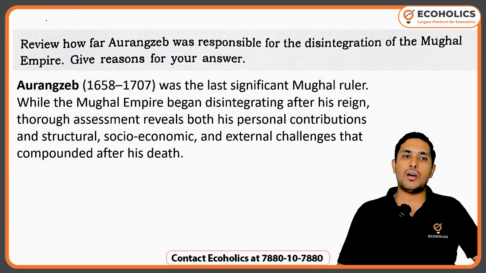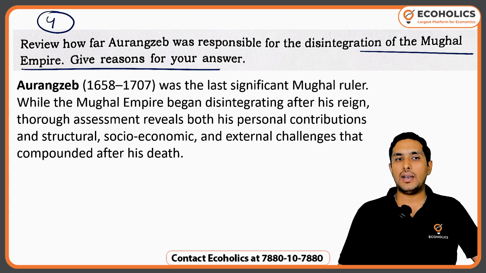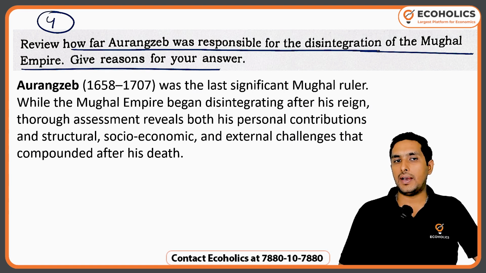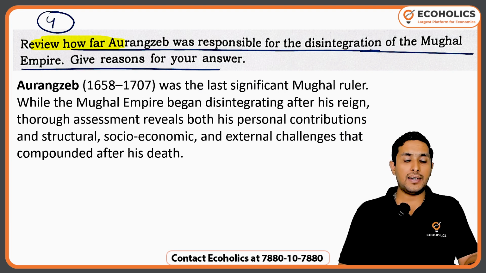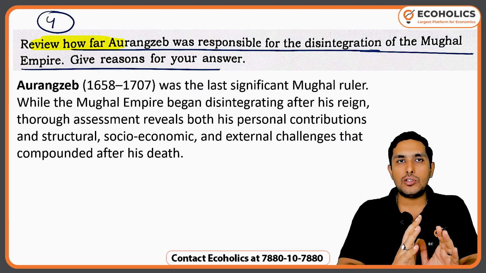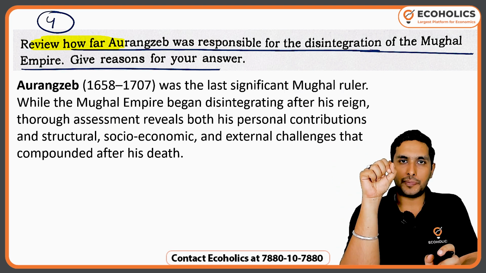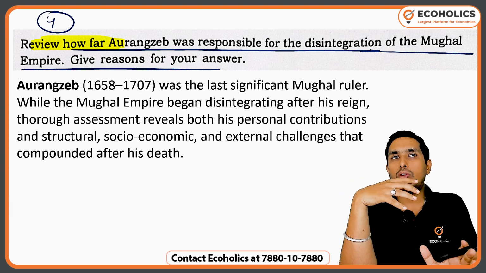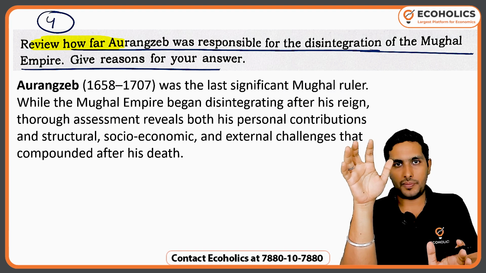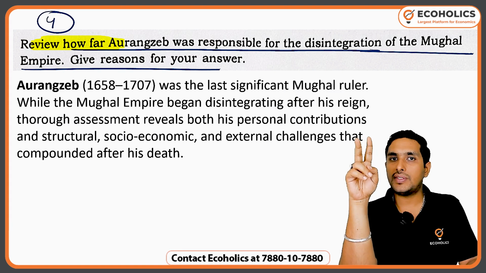Having said that, now we come to question number 4. Question number 4 is about the Mughal Empire, the end of the Mughal Empire: how far was Aurangzeb responsible? Now remember, the most important thing is you have to focus on the words 'how far'. If I rephrase that, it means to what extent was Aurangzeb responsible? It is not saying that Aurangzeb was responsible. It is asking you to tell to what extent you think Aurangzeb was responsible. So the question in a way is saying that Aurangzeb was not truly responsible. So you have to see both sides.